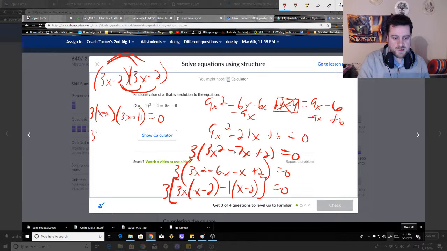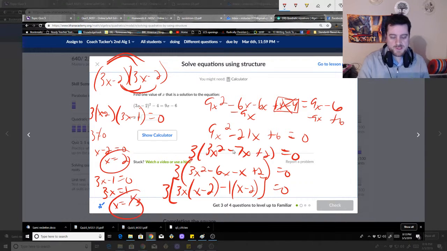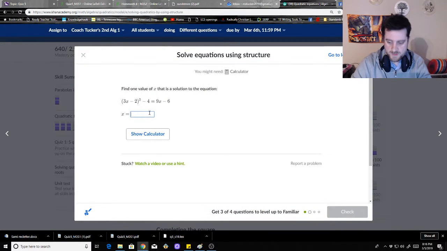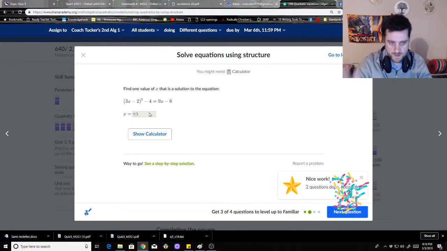Set each one equal to 0. 3 equals 0? Nope. x minus 2 equals 0, so x equals 2. That's one solution. Or 3x minus 1 equals 0, so 3x equals 1, so x equals 1/3. That's a solution as well. So 2 or 1/3, we'll type in 1/3 this time just to have a little fun.